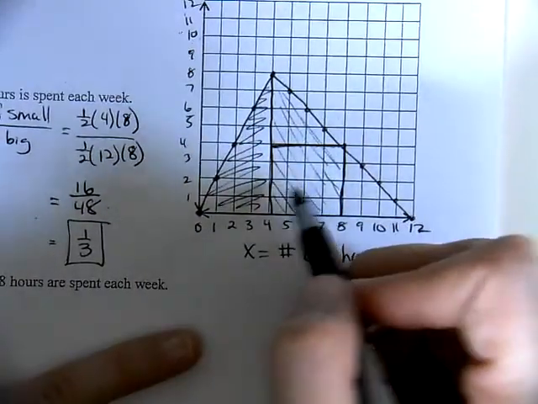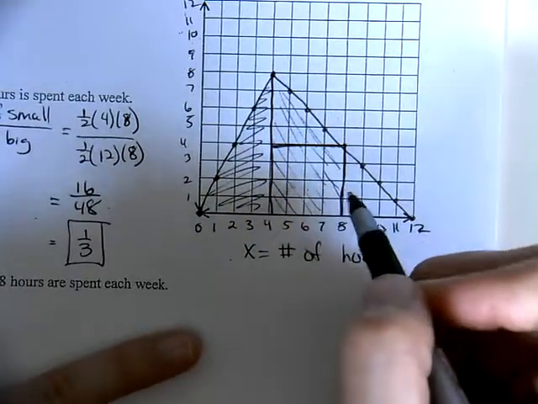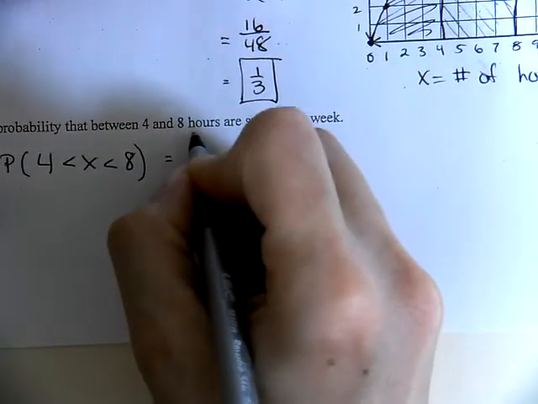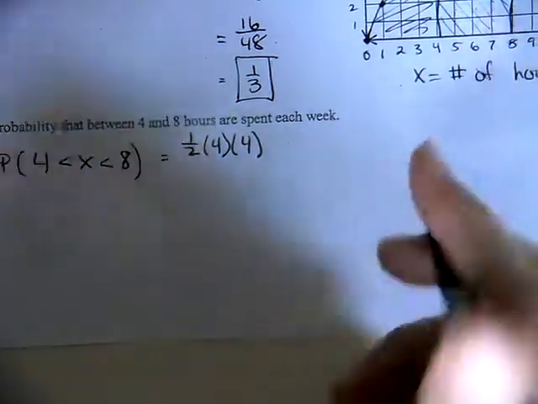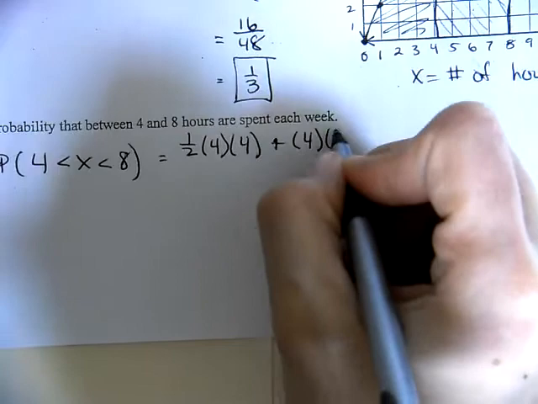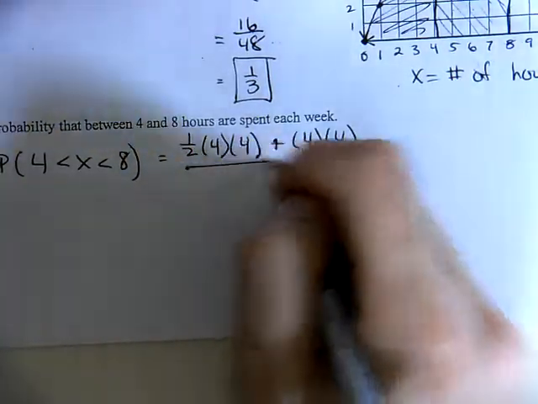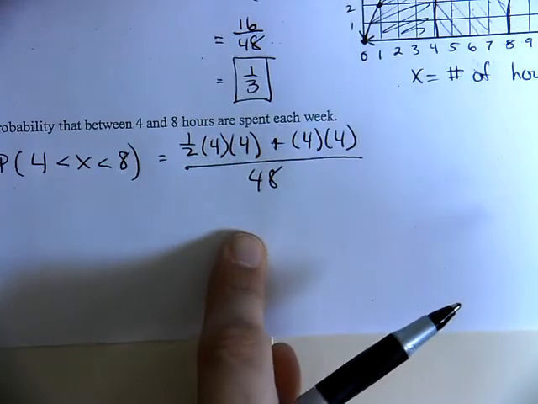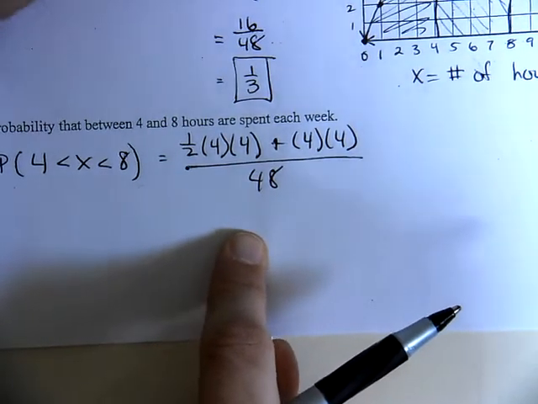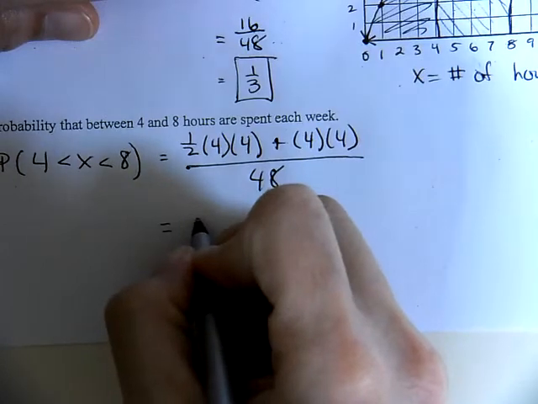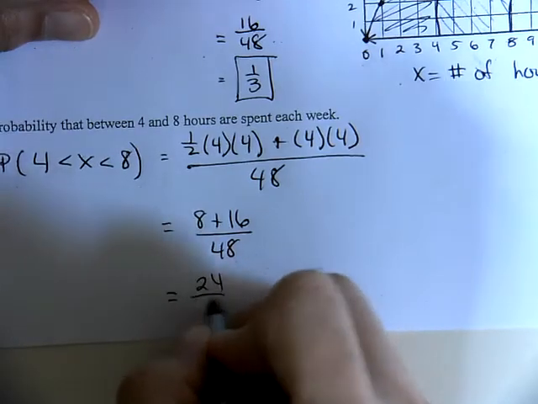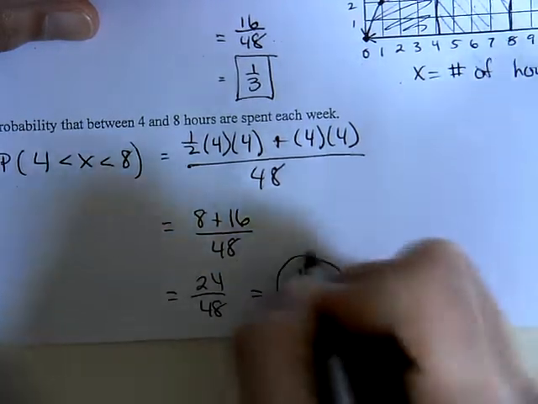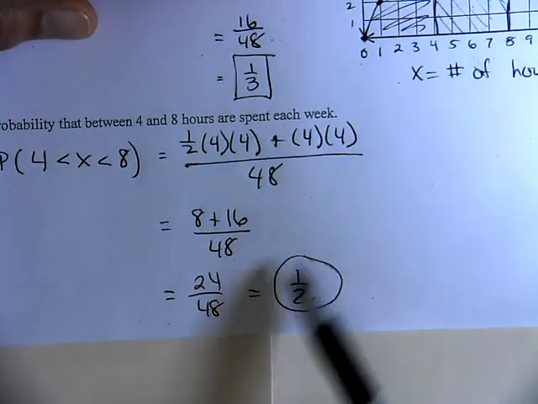So I'm still going to do the area of this piece over 48, but I'm going to break this up into 2 small pieces. This is going to be half of 4 times 4, that's the triangle, the top part, plus 4 times 4, that's the square at the bottom, all over 48, because that's the area of our triangle from part 1. So then this is 8 plus 16 over 48, so 24 over 48, so a half. So the probability a student spends between 4 and 8 hours is a half.